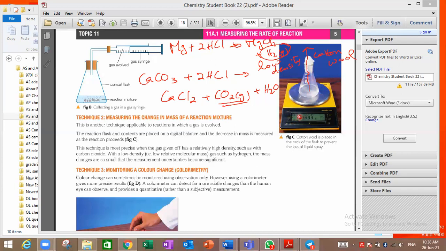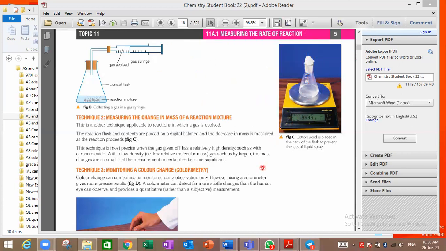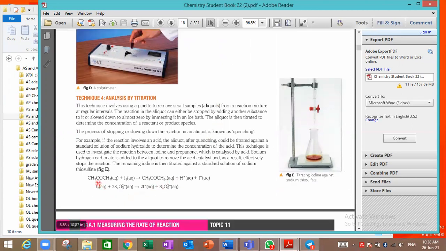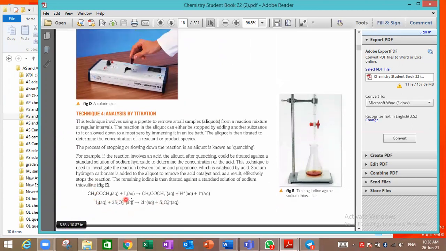Okay. Now, what happens if we have, as we said, a reaction at which a color change is produced? As we said, if we have this reaction, propanone plus iodine in presence of acid medium, as we are going to study, of course, this method in more details afterwards, we get iodopropanone plus hydrogen ion plus iodide ion. We will see that at the beginning, iodine has a brown color, and this color fades with time.